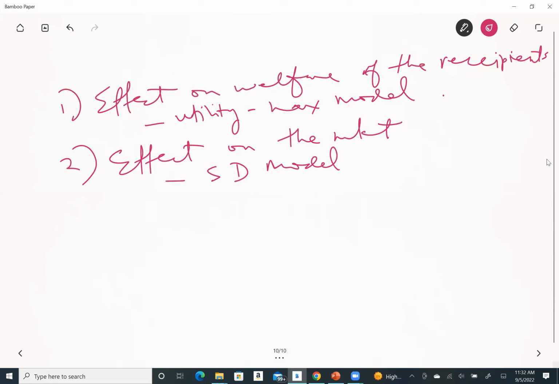Probably this one is a little bit new. We are going to look at this model in more detail.